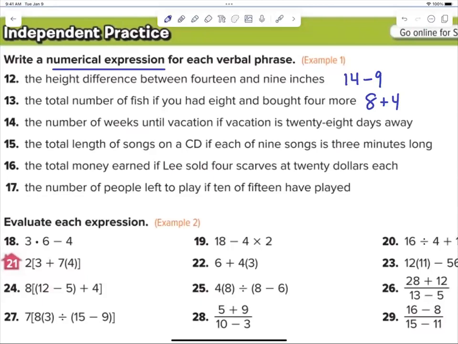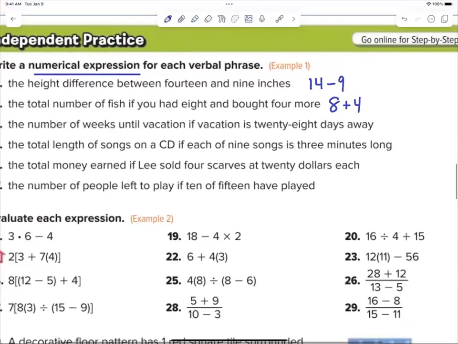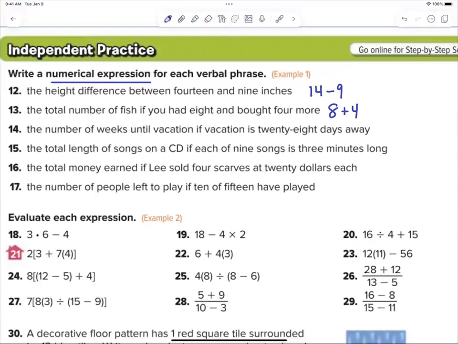Would that be like x minus 28? What are they asking? What's the first part? Come on. So you have number of weeks. So how many weeks until your vacation if there's 28 days till your, how did you do that?